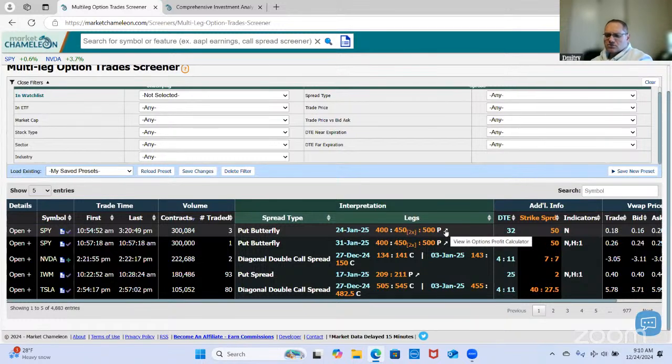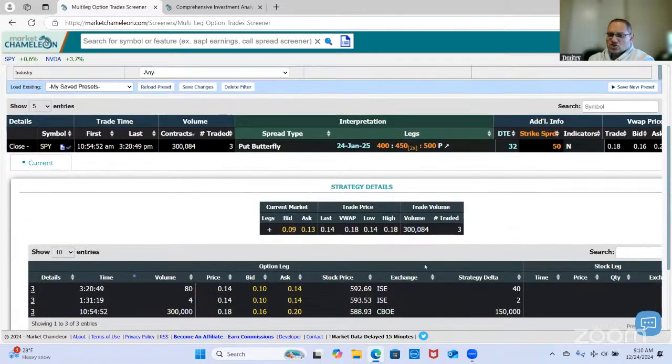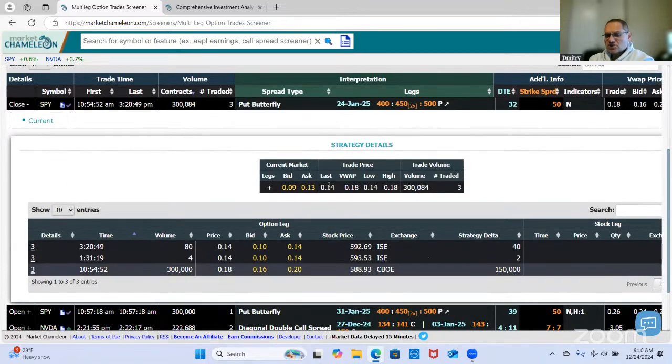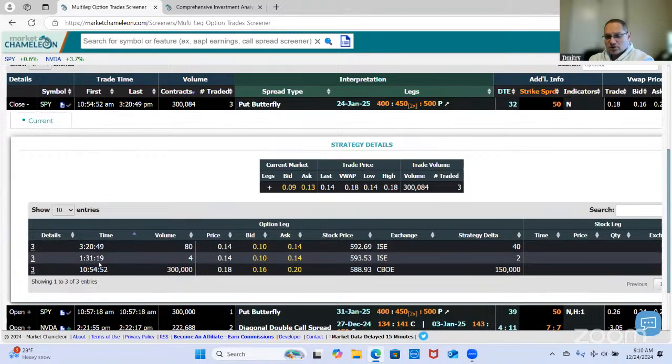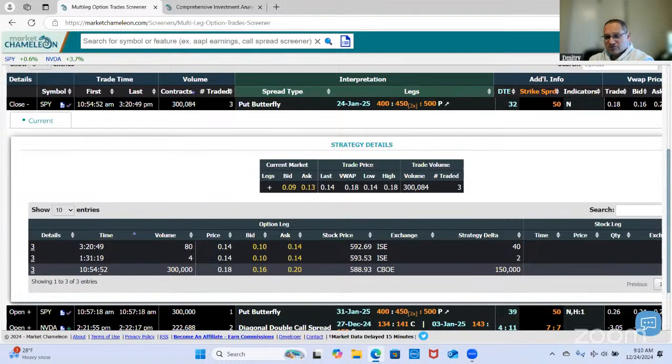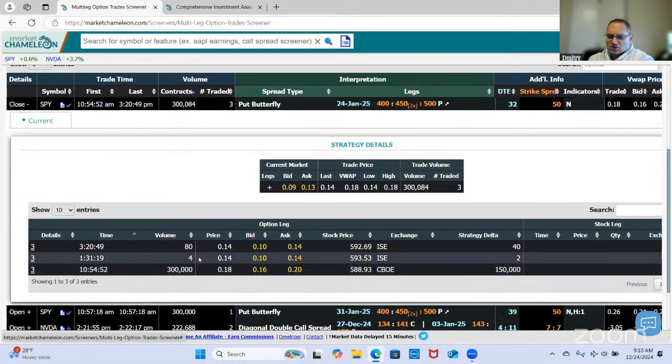And we could analyze it further. We could also look at it in here. We could open this up just to get some more information. And you could see here, it traded 3 times. So these would be the time and sales, traded at 320.49, a volume of 80, at 131.19, a volume of 4, and then at 1054.52, 300,000. Okay, so these maybe are piggybacks because they look pretty small.